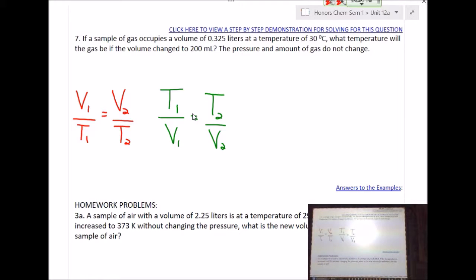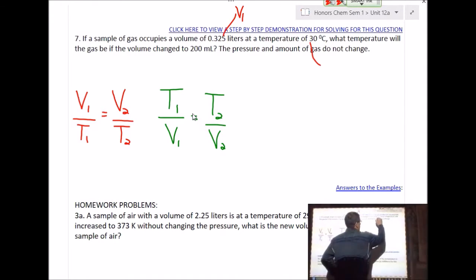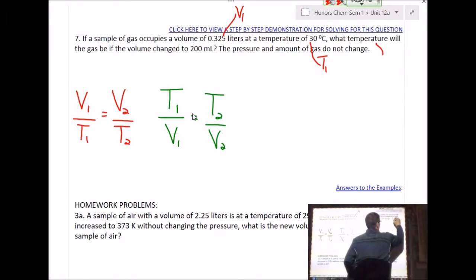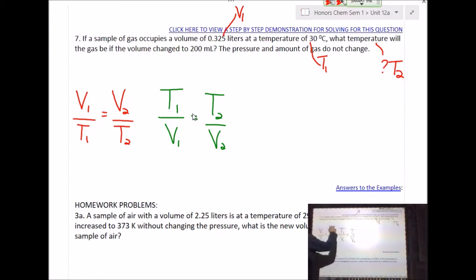The next practice problem says, if a sample of gas occupies a volume, so there's V1, 0.325 liters at a temperature, there's T1, 30 degrees Celsius. What temperature, T2, will the gas be if the volume changed to 200 milliliters?